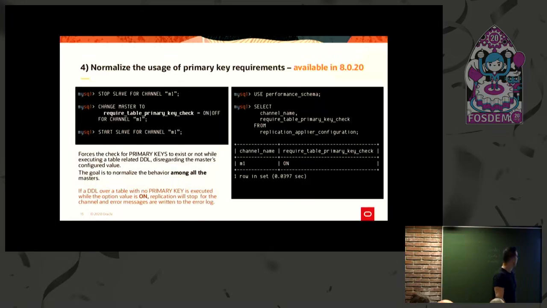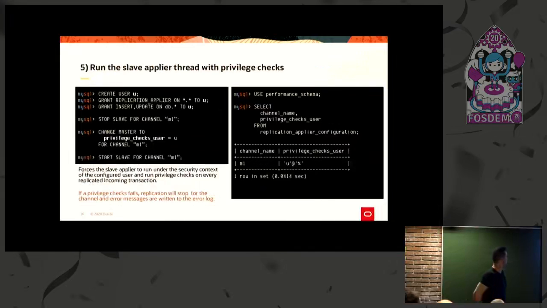And finally, the final step, we can start using the replication applier. We can enforce the replication applier to run within a given user security context. This means that the applier will actually do privilege checks on every event that comes over the wire.